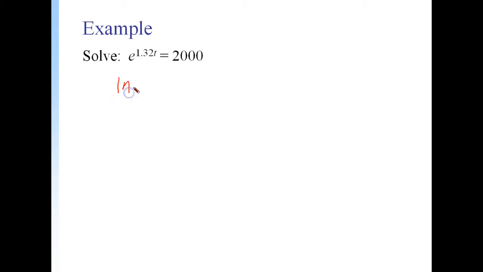ln of e, and then 1.32t equals the natural log of 2000. Now, we had said that there was a sub e here, if you recall, that this just cancels out and becomes a 1. So we're going to write this then as 1.32t equals the natural log of 2000.